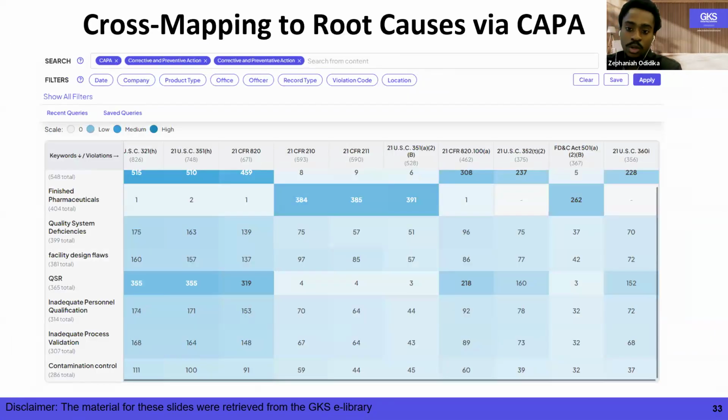We can also look at root causes via CAPA in this chart as well. Like last time, we can see the keyword violations and also correlate them to which CFR code. The message here is clear: CAPA problems are not isolated. They ripple through entire quality systems. To prevent such systematic occurrences and repeat violations, CAPA must be integrated across all areas rather than treated as a standalone problem.